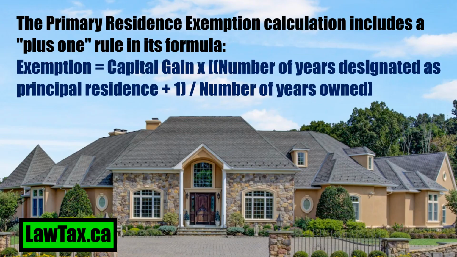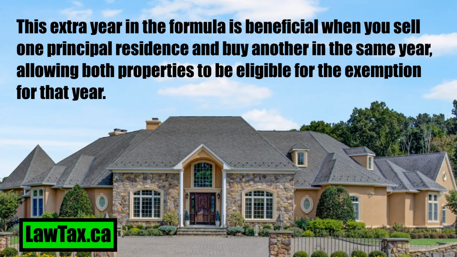The primary residence exemption calculation includes a +1 rule in its formula. Exemption equals capital gains multiplied by number of years designated as principal residence +1 divided by number of years owned. This extra year in the formula is beneficial when you sell one principal residence and buy another in the same year, allowing both properties to be eligible for the exemption for that year.